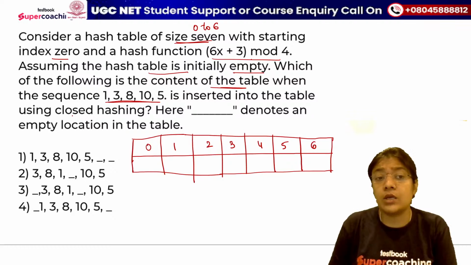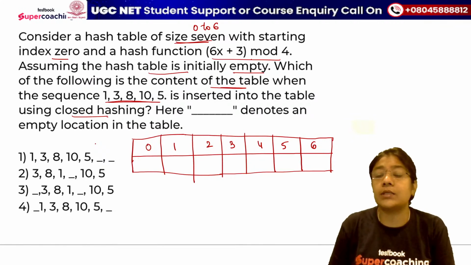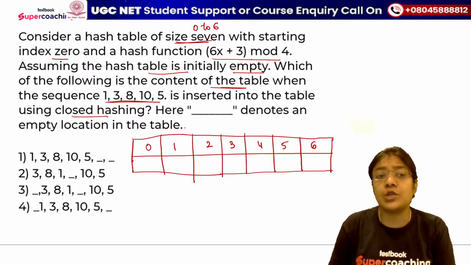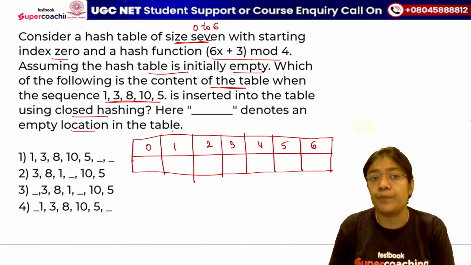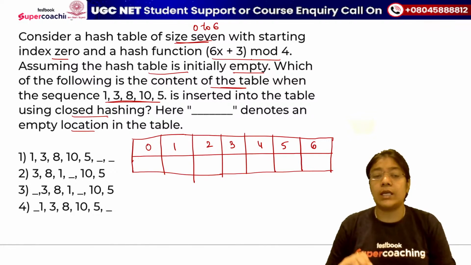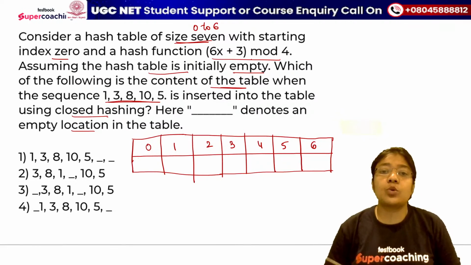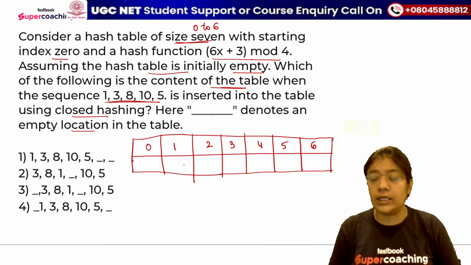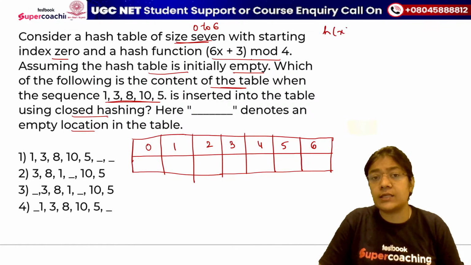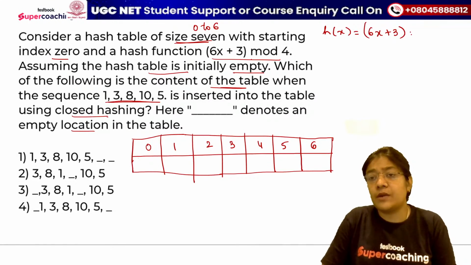Using closed hashing, that means if you have a collision, you will not create a separate chain. Here dash denotes an empty location in the table. In this question, no collision resolution technique is given anywhere. If by any chance a collision occurs, which collision resolution technique will you use? This is what you have to assume here. Apart from that, the hash function h of x is given as 6x plus 3 mod 4. You just keep putting in the value of x and you'll get the value.